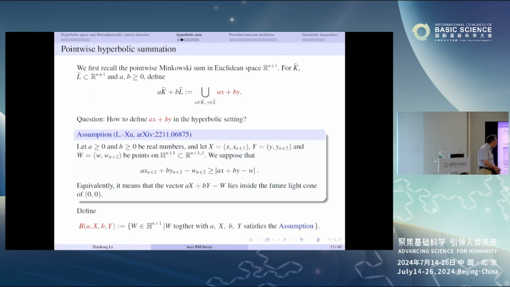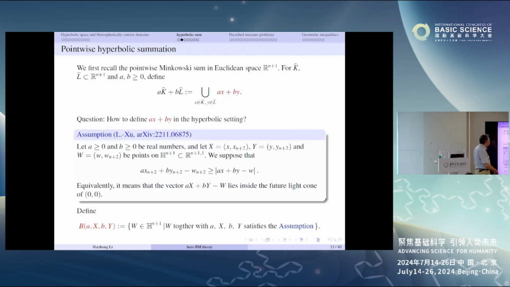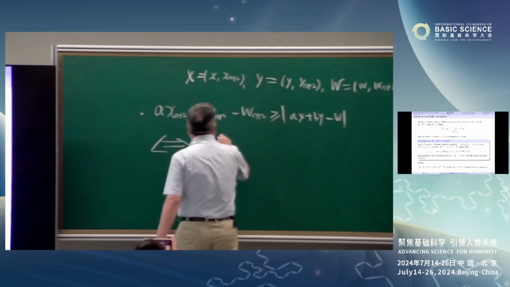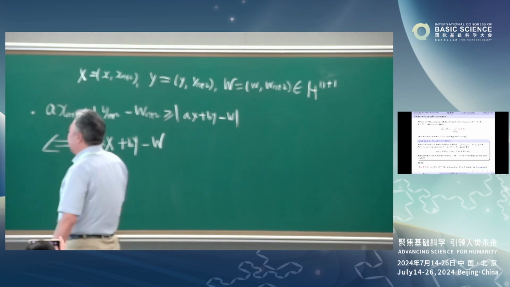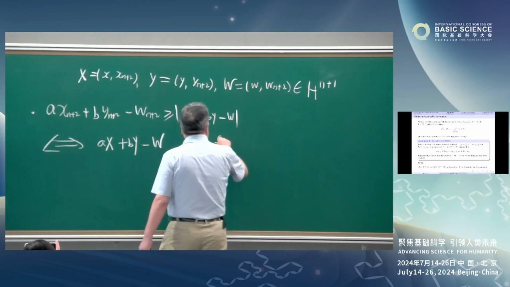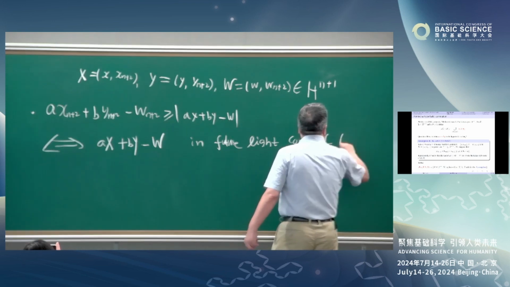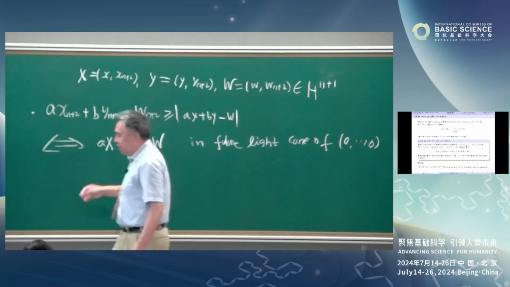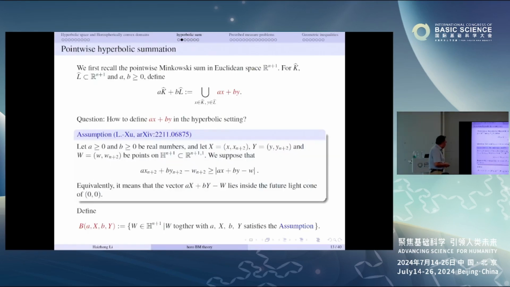So what does this inequality mean? It means that the vector ax plus by minus W is inside the future null cone of the origin. Okay, this is important. So this inequality has some geometry. We want to define, given x, given y, and given a, b non-negative, the summation of two points.